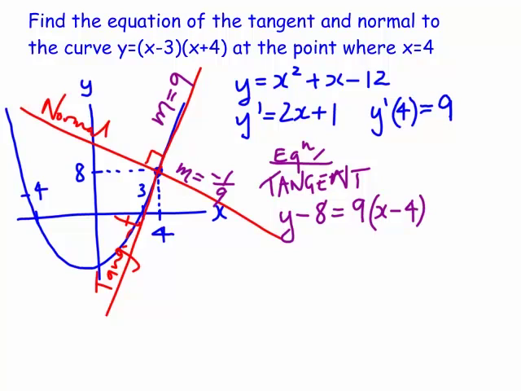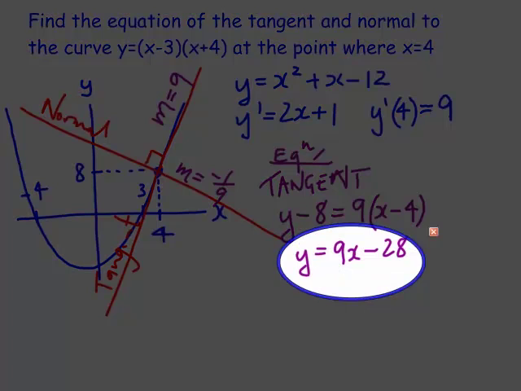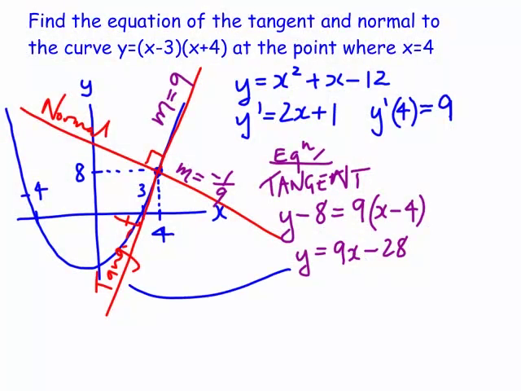So we rearrange this. We can see here y is equal to 9 lots of x, minus 4 nines are 36. Now it's actually minus 36 plus 8, so it's going to be negative 28. So here we have the equation. That is the equation of that tangent line. So you could say this line here, that equation, is of the tangent over here. That's its equation, right?